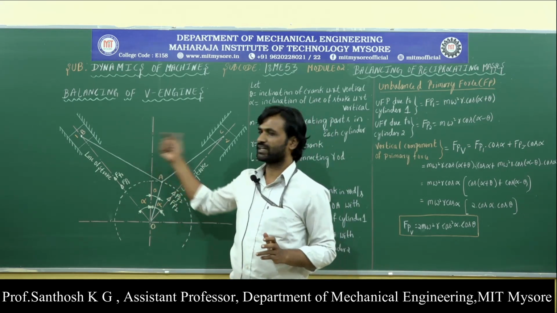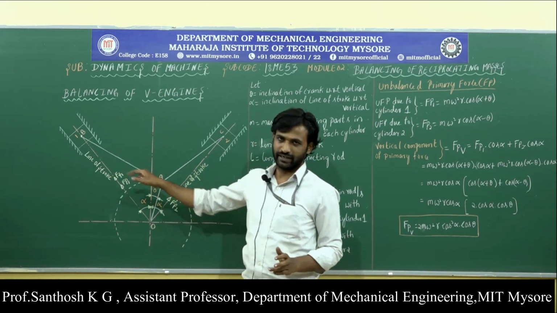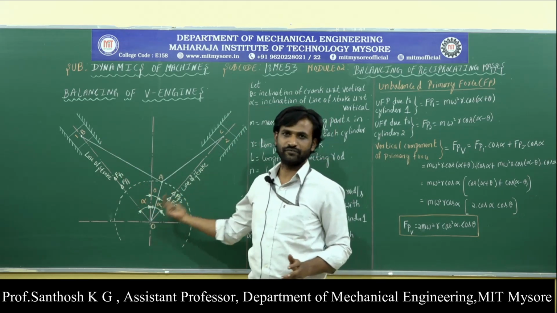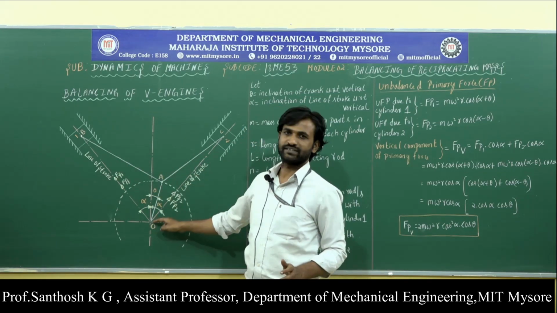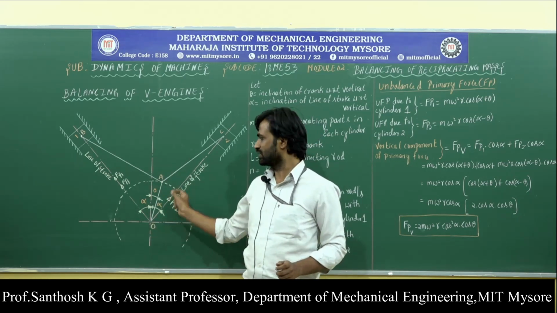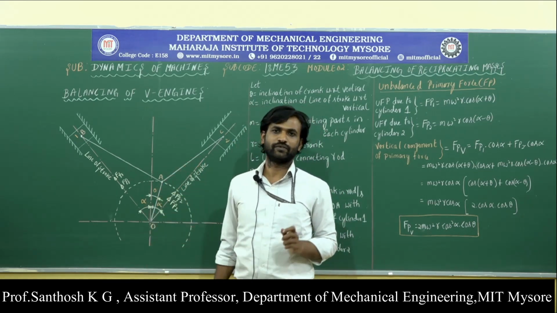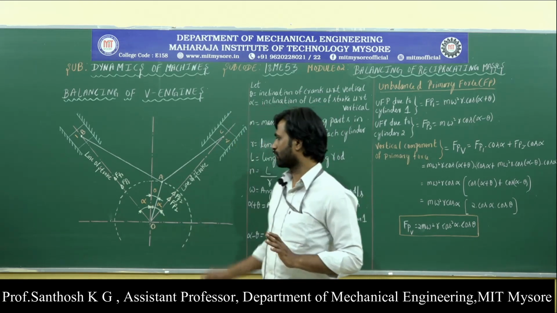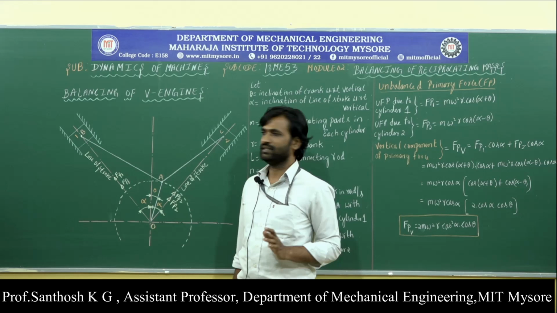A V engine consists of two cylinders whose lines of stroke are radial, and the lines of stroke of these two cylinders form a letter V. The two cylinders' connecting rods are connected to the same crank, which rotates in the same plane. Since the crank rotates in the same plane, we don't get the unbalanced primary and secondary couple, and we get only the unbalanced primary forces and secondary forces.